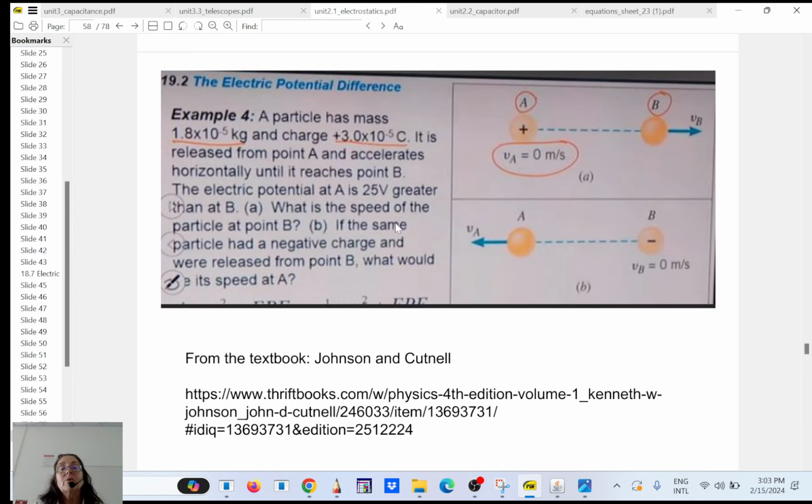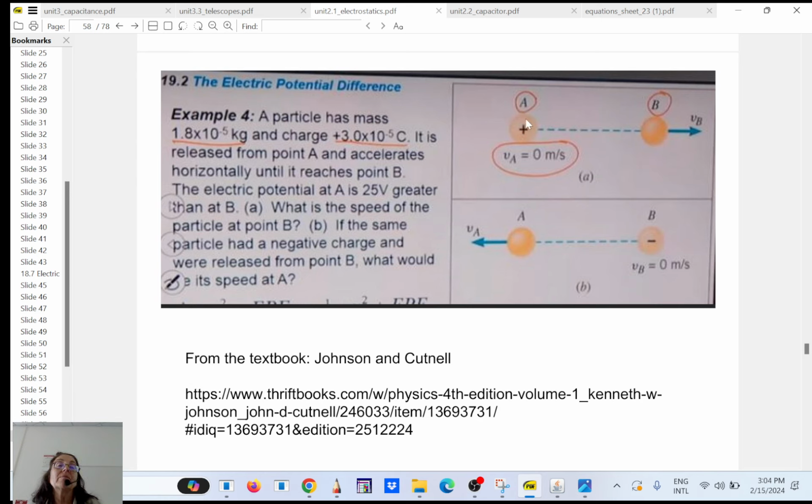Okay, so here it's from the book Johnson and Cotnex. That's the book I recommend. Here, the only challenge is the wording. It says the electric potential at A. So electric potential is at a location, right? A voltage is a property of two points. It's 25 volts greater than at B. So the potential here is 25 volts greater than B.